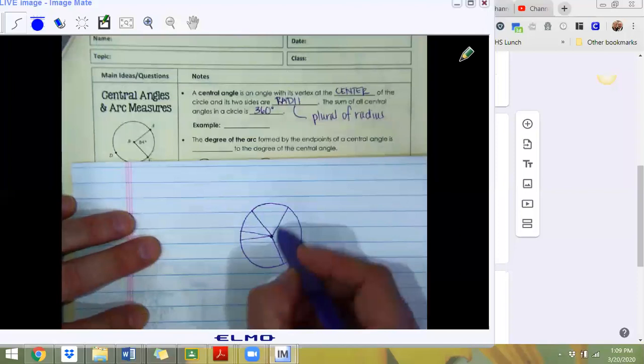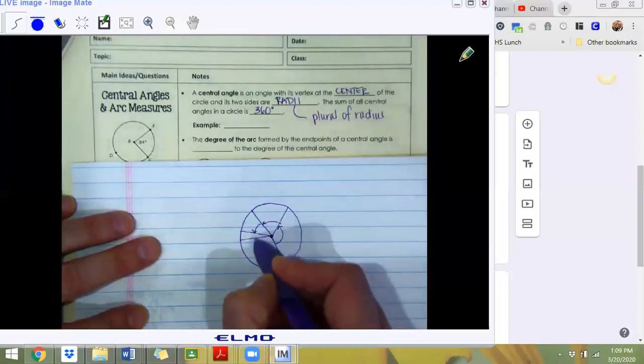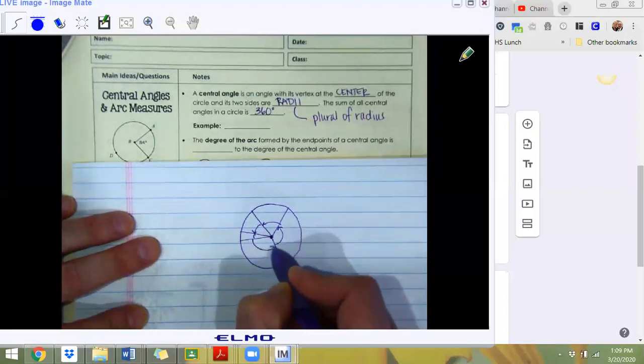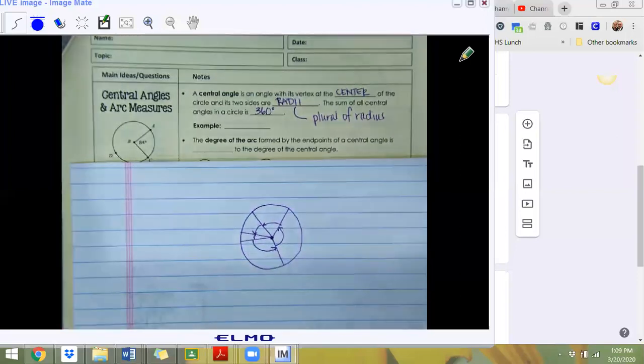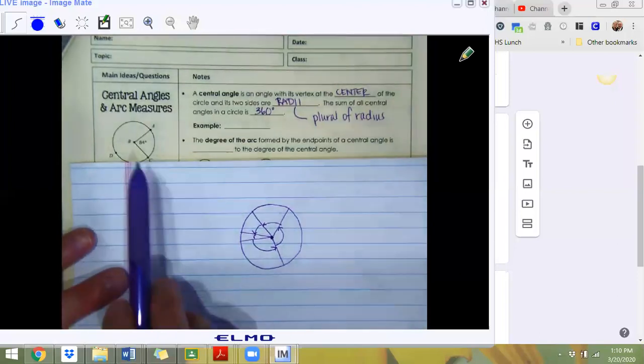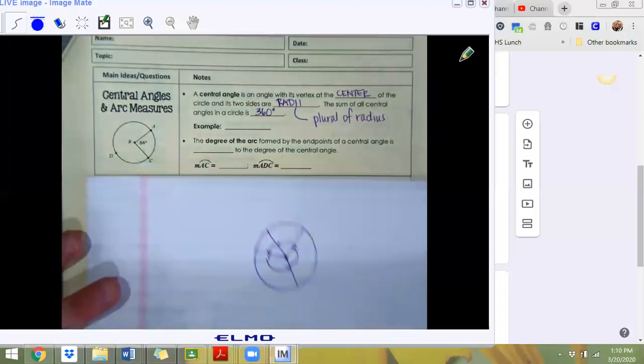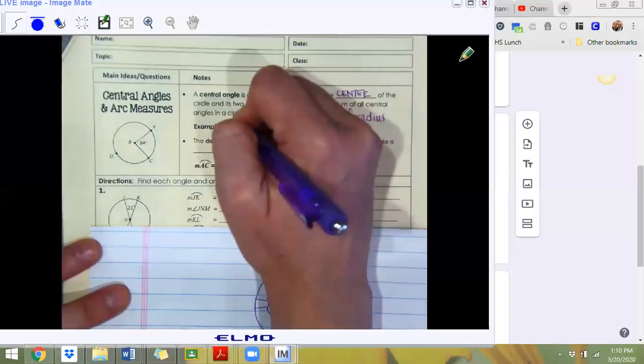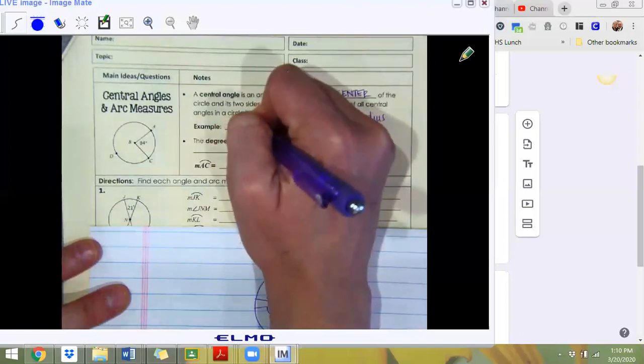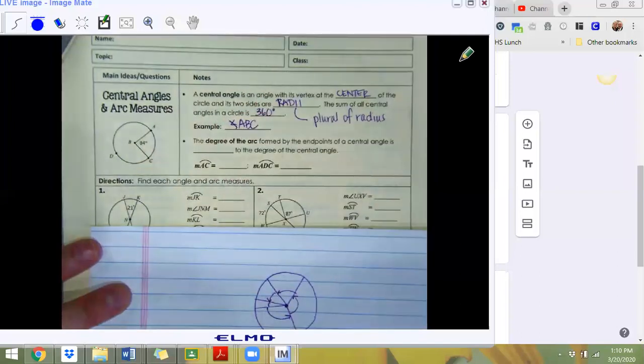If I were to add this angle, this angle, this angle, this little one, and this one all the way around, that is going to be 360 degrees. On this one, here's the example, we would call this angle ABC. And then the degree of the arc.